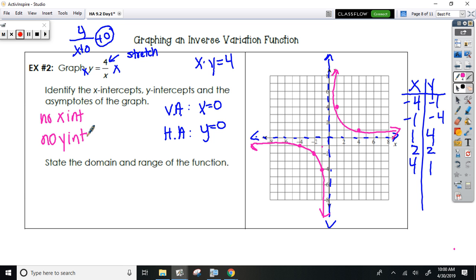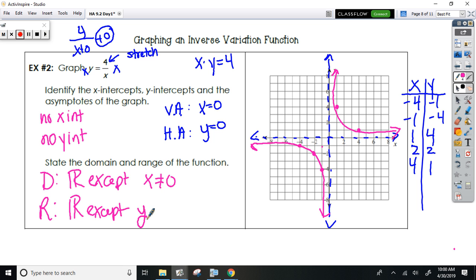State the domain and range of the function. Do we like the short version? All real numbers except, okay. All real numbers except what? x cannot equal 0 again. And range will be the same thing, but include y instead of x. Make sure you have the do not or cannot equal sign. So you're going to notice that the vertical asymptote is going to have an equal sign, because it's an equation. The domain will have the same number with a not equal to. Those are going to always match up because they are restrictions.